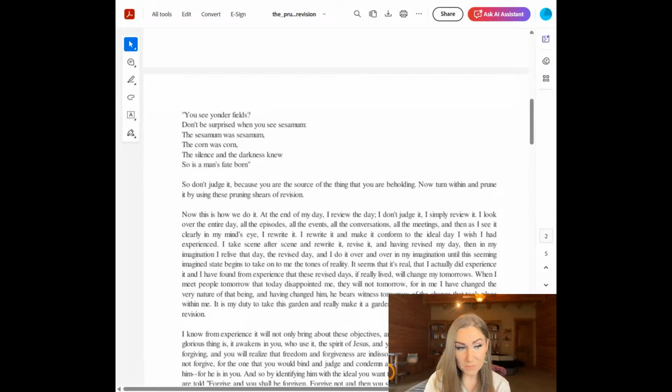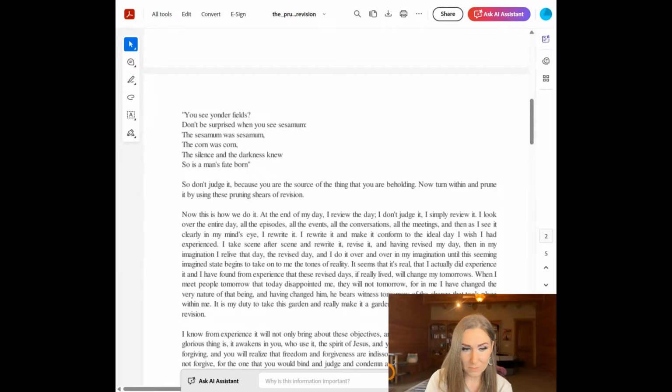When I meet people tomorrow that today disappointed me, they will not tomorrow, for in me I have changed the very nature of that being. And having changed him, he bears witness tomorrow of the change that took place within me. It is my duty to take this garden and really make it a garden by daily using the pruning shears of revision.